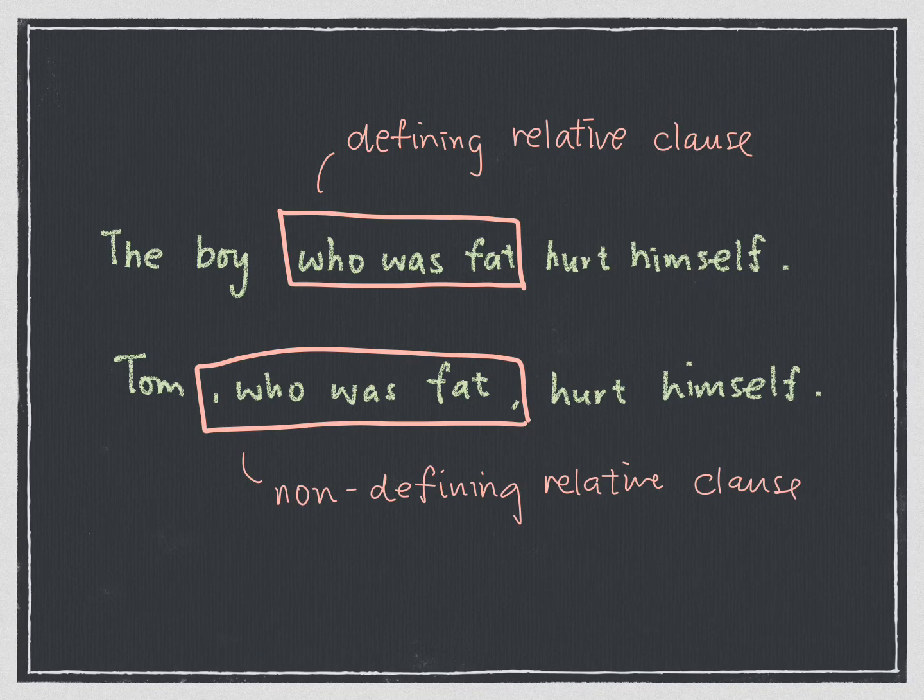The boy who was fat hurt himself. Because we don't know which boy we're talking about, but the one who was fat. So this is a defining relative clause without comma. Okay? But then in the second sentence, Tom hurt himself. This one is fine. So who was fat, this relative clause, is just to give extra information about Tom. And so it's a non-defining relative clause. And to put a non-defining relative clause after the noun that we want to describe, we will put commas before and after the relative clause, if the relative clause is in the middle of the sentence.